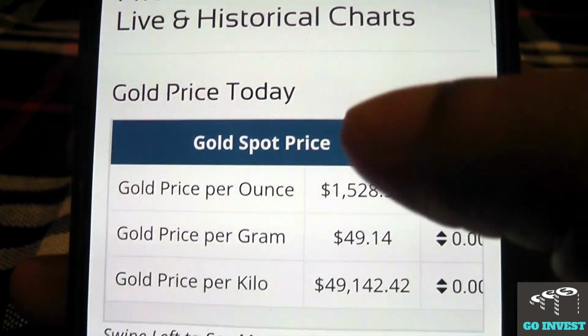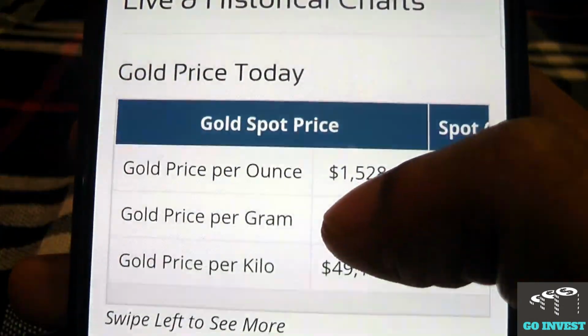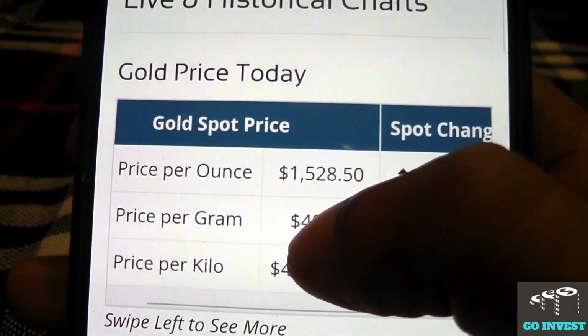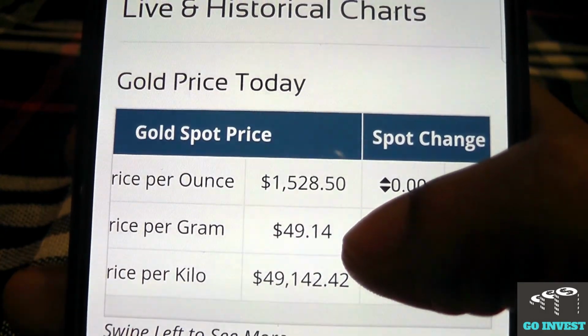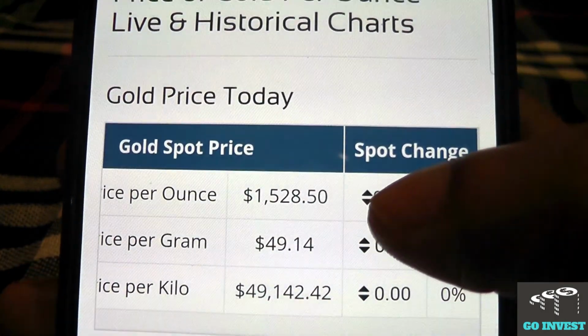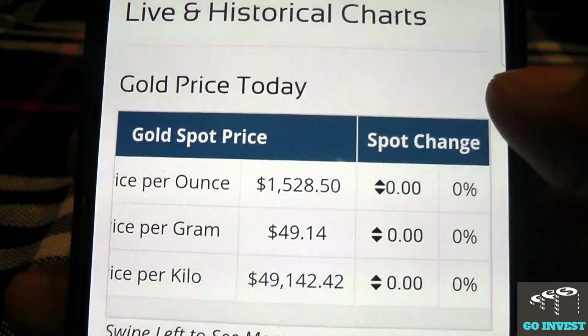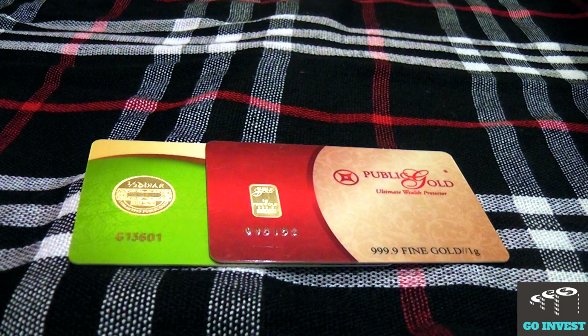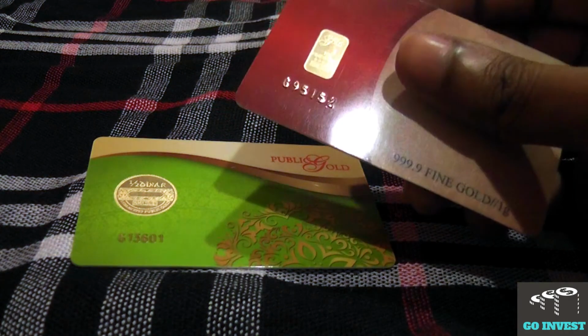So you guys can see gold price per ounce, per gram and per kilo, all is written in dollars. So you just convert it into your country currency on the internet and you will get the actual price per ounce, gram and per kilogram. With this website you guys can compare the price of the gold bar or coin with the gold retailers out there, so that you guys don't have to pay more than it is worth. Of course guys, who wants to pay more than what this gold is actually worth?